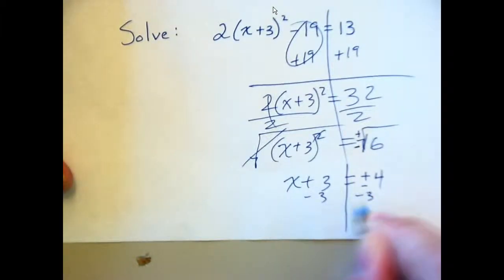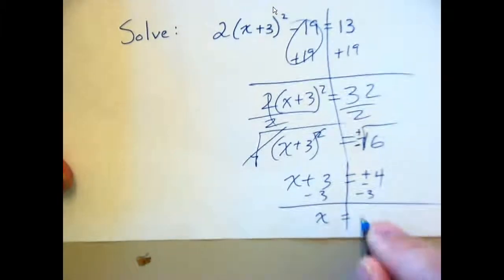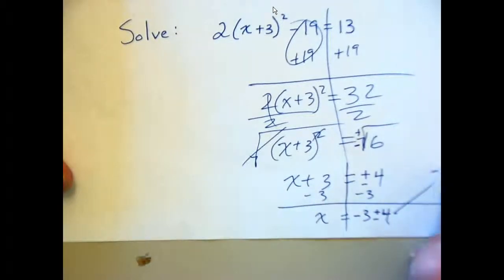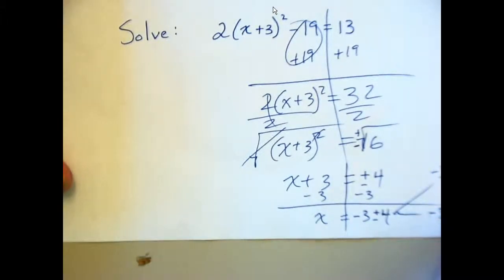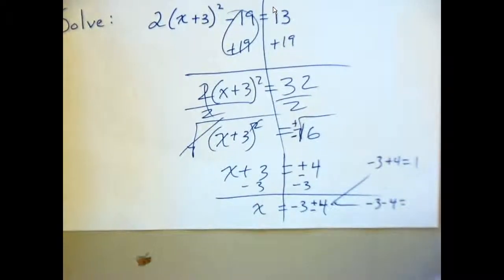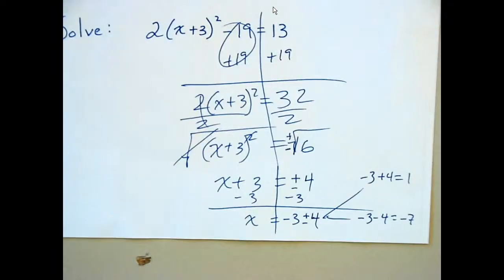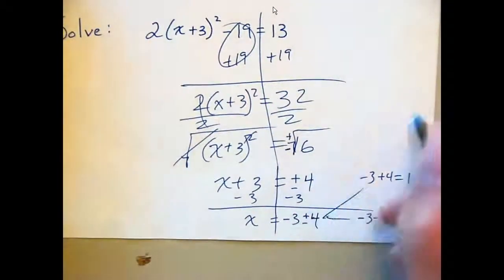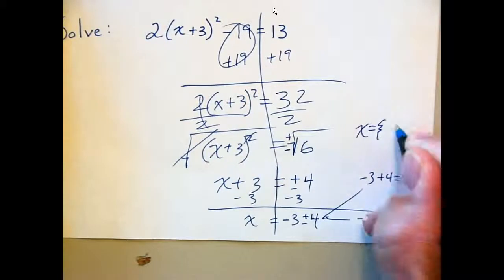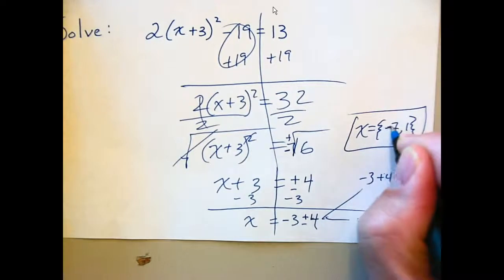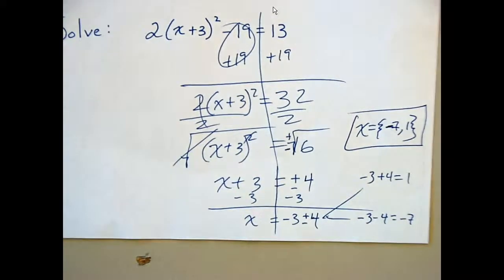Subtract 3 from both sides. You end up with negative 3 plus minus 4, which breaks into negative 3 plus 4, or 1, and negative 3 minus 4, which is negative 7. So break it into two different parts there at the end. Okay, so my solution, x equals negative 7, positive 1. Woohoo! So fun.